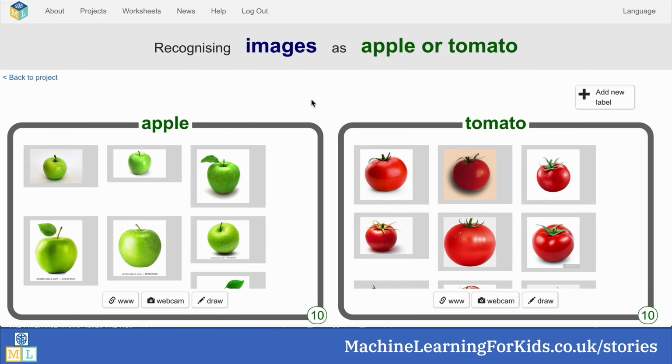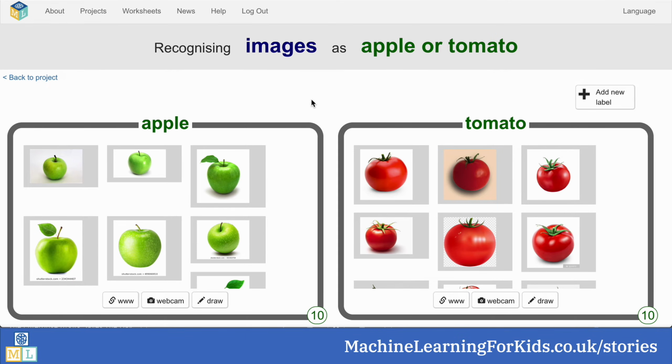Now, I told them that I was going to save them some time by pointing them at where they could find some images to use for training. Now, you might be able to tell where I'm going with this from the screenshot. I'd pointed them at photos of green apples and red tomatoes. So they used these to train a machine learning model.